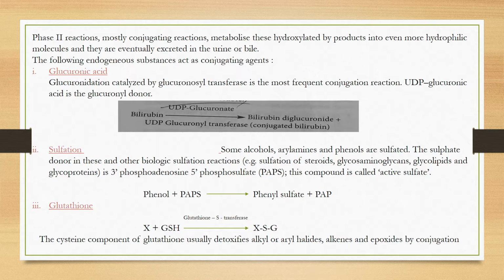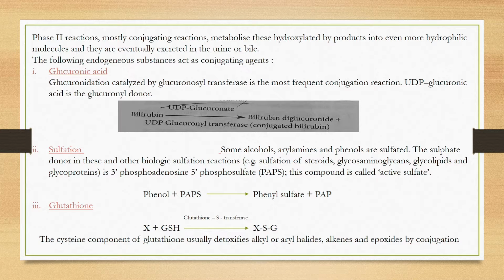Next is glutathione. Glutathione is a tripeptide, gamma glutamyl cysteine glycine, that means glutamate, cysteine, and glycine. The three amino acids form this tripeptide, and it conjugates a number of xenobiotics, including certain carcinogens. The enzyme catalyzing this reaction is glutathione S transferase, which occurs in high concentration in the liver.